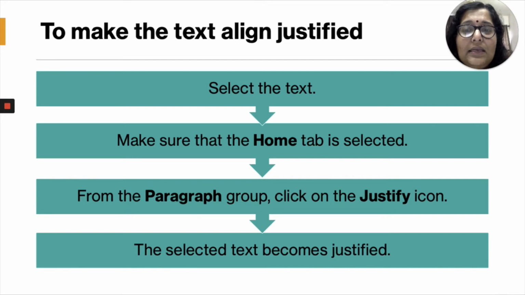Justified means, like you look at these blue lines, can you see that the starting point of the blue line and the ending of the blue line is same? That is, you are aligning the text in such a way that all lines are placed equally. Then it is called a justified alignment.